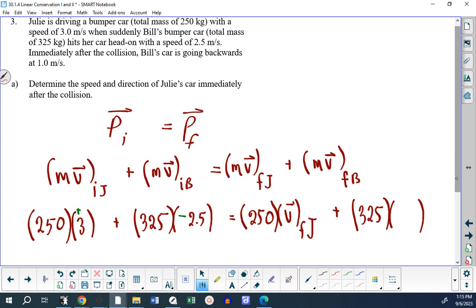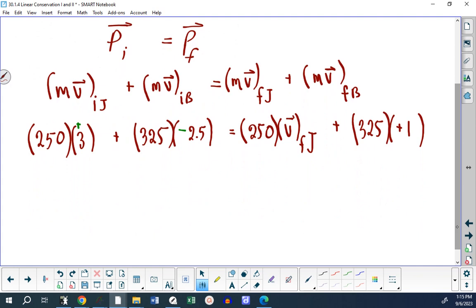Now, what do I put for Bill's velocity after? It's positive 1. And this is a little deceptive because you might look at the question and go, yeah, but it says Bill's moving backwards. Well, yeah, he is moving backwards, but he was moving in a negative direction first, so backwards is in a positive direction. And listen, I'll solve this with you, but this is a very simple equation to solve.